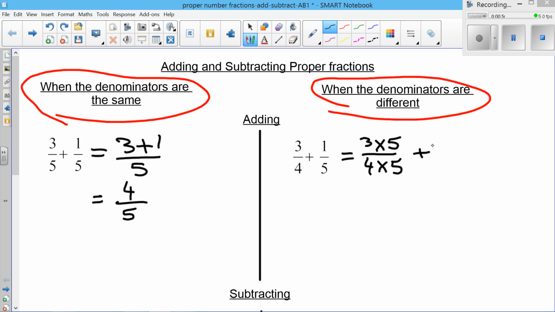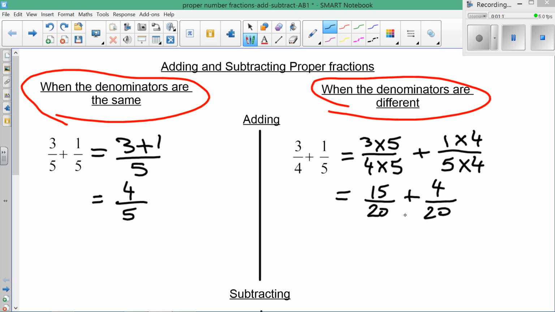Now I have to add my other fraction, and that's 1/5. To create the equivalent fraction for that, I times the 5 by the 4, and if I do that to the denominator, I have to do the same to the numerator. So that gives me 3 times 5 is 15 over 4 times 5, which is 20, plus 4 times 1 is 4 over 5 times 4, which is also 20.